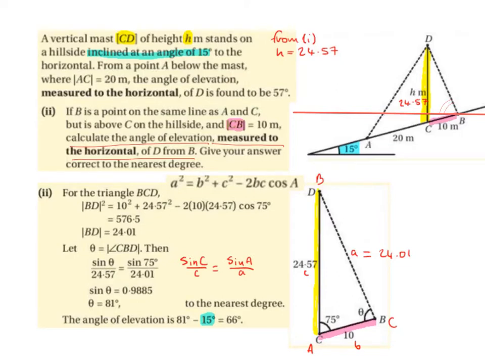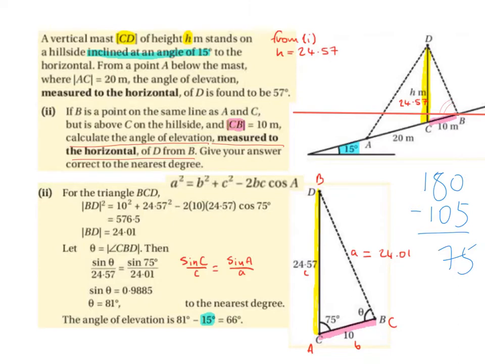So remember, I figured out that the height was 24.57, so label that 24.57. I also know that this angle here is 105 degrees, and that this is a straight line. So 180 minus 105 leaves me with 75 degrees. So this angle here is 75 degrees. I also know that CB is 10. I was told that in the question. And that's all the information that I have at the moment.